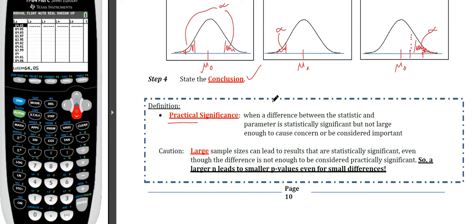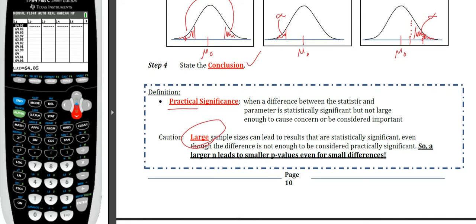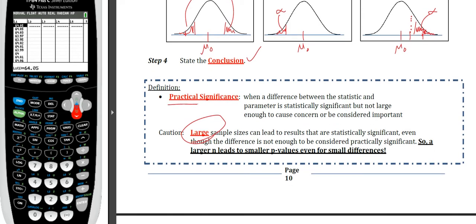A thing that can really lead to that is large sample sizes. If n gets too big, that can actually muddle the results, which is why we try to keep a balancing act. We want to keep n large enough, but not too large, to make sure that our information is still important. So be wary when you have really large sample sizes. That could cause a loss of practical significance.